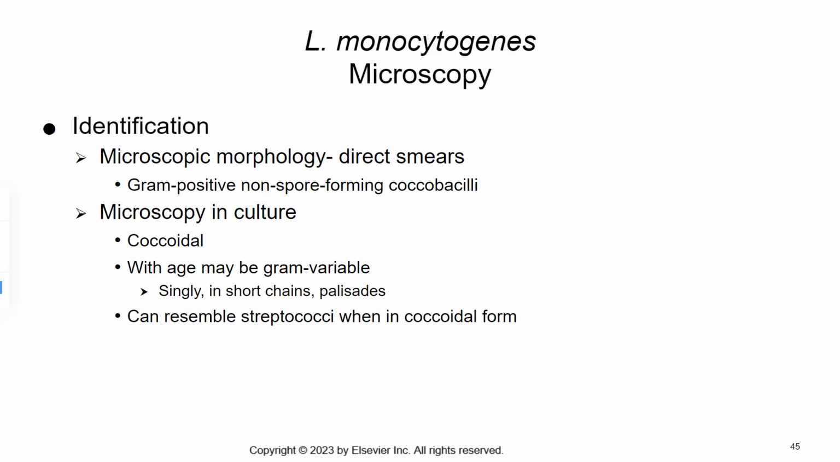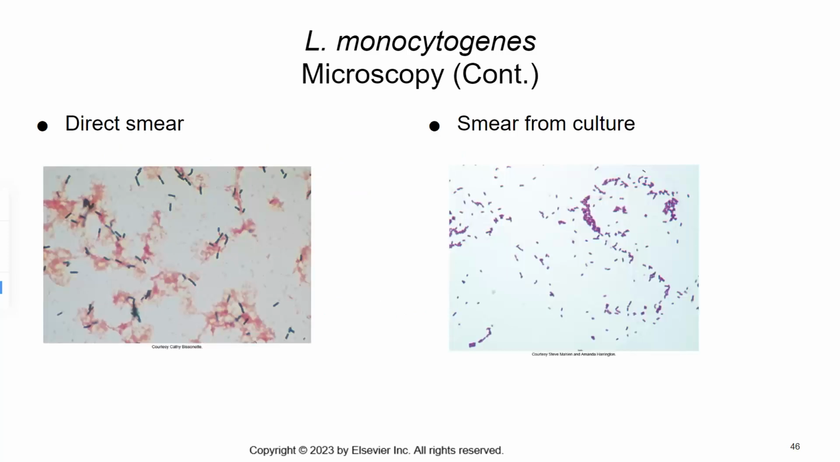Identification: gram-positive non-spore-forming coccobacilli. Coccobacilli are just really short rods. Microscopy and culture: coccoidal. With age, it may be gram variable, so older colonies may be gram variable. Can resemble streptococci. Here's a direct smear and a smear from culture.